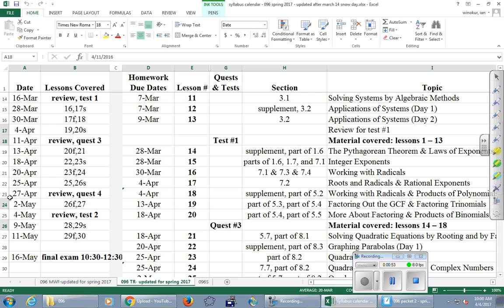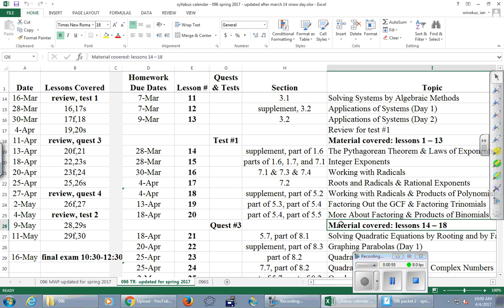number 3. You can see over here, quest number 3 is on lessons 14 through 18. Remember, today we're doing 19, which means the stuff that we're doing today, which is going to be tough, is not on the quest. And 14 through 18 only on the quest. Any questions on the calendar? So we have a quest on Tuesday. Yeah, the very next class is our quest, Tuesday. Other questions?